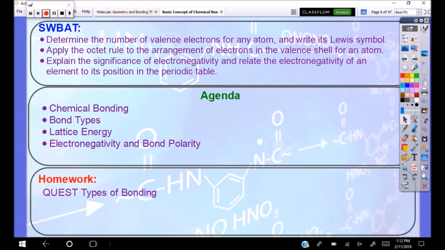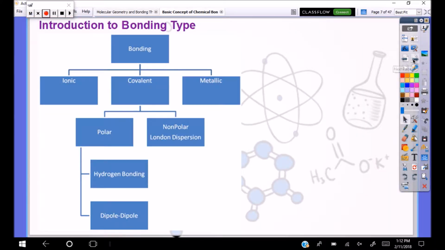The quest that goes with this is types of bonding. So a lot of this will be review. The first thing when we come to talk about bonding is the three different bond types. The main two we're going to focus on are ionic and covalent, but do know that metallic bonding is also something that occurs, and we'll talk about that momentarily.